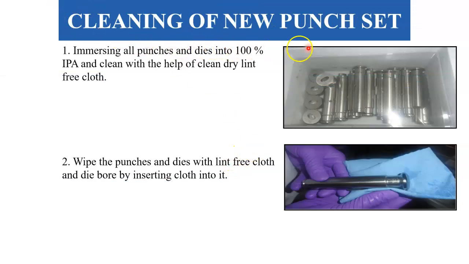Next point is cleaning of new punch set. When a new punch set is received, there is a cleaning procedure. Immerse all punches and dies into 100% IPA and clean with the help of a clean, dry, lint-free cloth. Then wipe the punches and dies with lint-free cloth, and the die bore by inserting cloth into it. The punches and dies are kept in a container containing 100% IPA several times. After that, clean every punch and die with lint-free cloth.